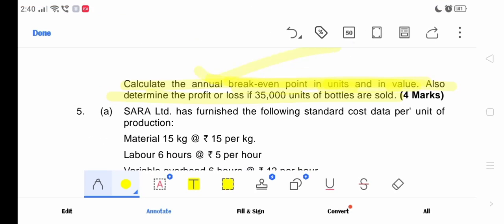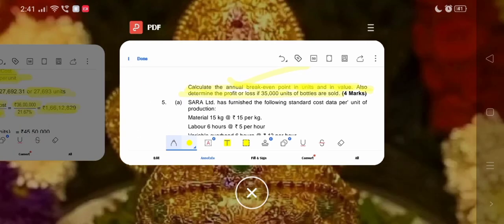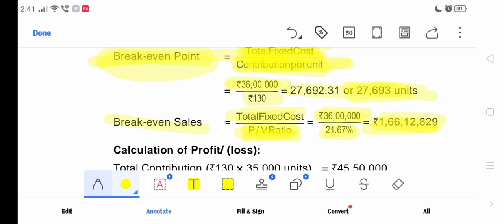Yeah. Next, what he is asking, also determine the profit or loss if 35,000 units of bottles are sold. So what is the units here? How many number of units does he want? 35,000 units. So what is the formula? Simple formula for profit, you tell me. Contribution minus fixed cost, you get the profit, right?